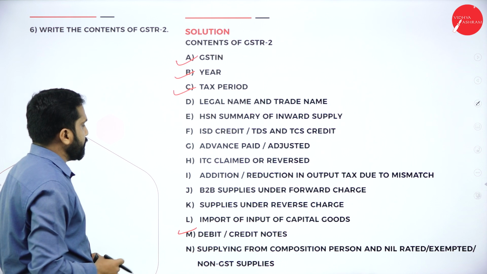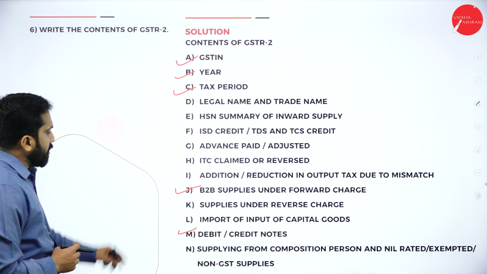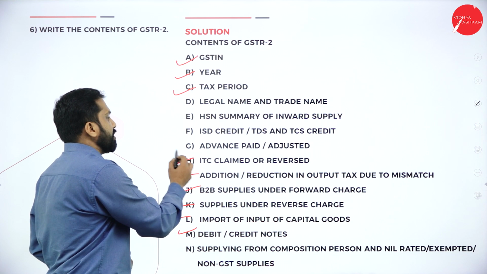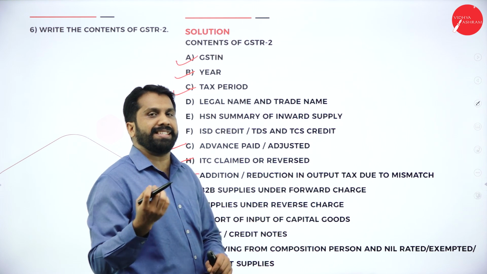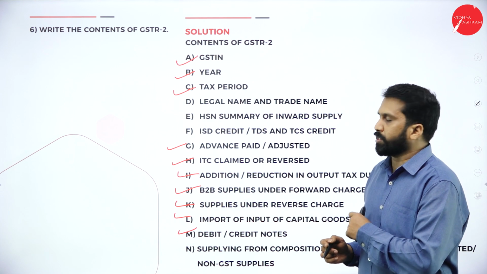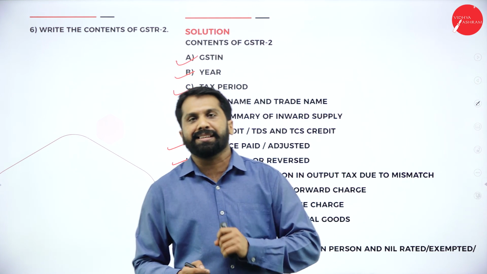Then you have B2B, business to business. Similarly, import, supplies, addition, ITC, advance. All easy words. There are more than 10 points in total, so please try to remember at least 10 points to get 10 marks.